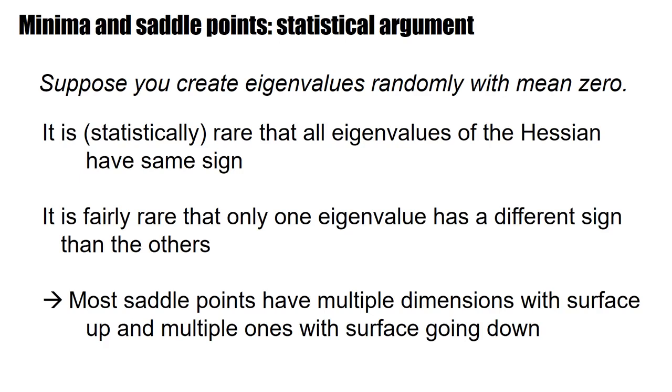So far I've just talked about minima and first order saddles and kth order saddles. Now the core of the argument is a statistical one. Suppose that you create eigenvalues randomly with mean 0. Then, because of the statistics, it's very unlikely that all eigenvalues have the same sign. Therefore, it's unlikely that all the eigenvalues are positive, and therefore it's unlikely that they have a minimum. It's fairly rare that only one eigenvalue has a different sign than the others. Most eigenvalue combinations will be such that some eigenvalues are positive and some are negative, which means we have a higher order saddle where in some dimensions the surface goes up and in other dimensions the surface goes down.